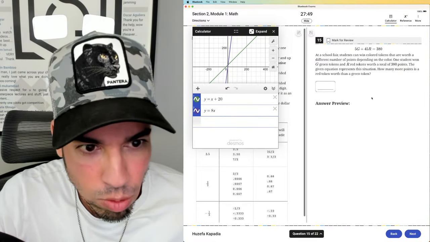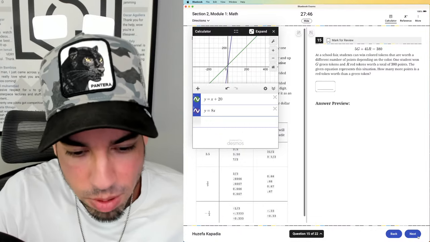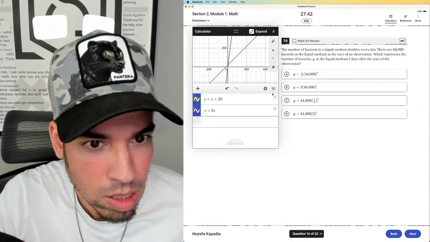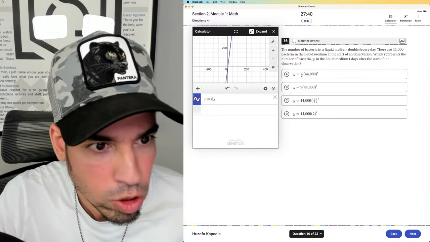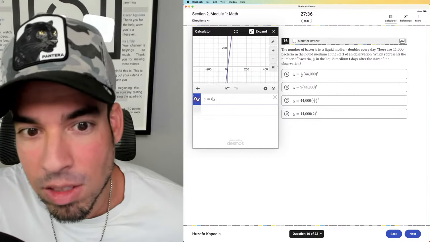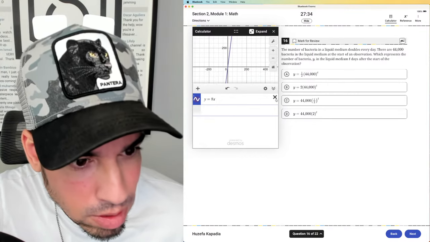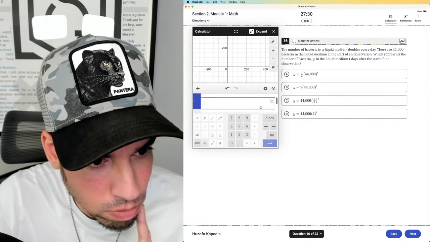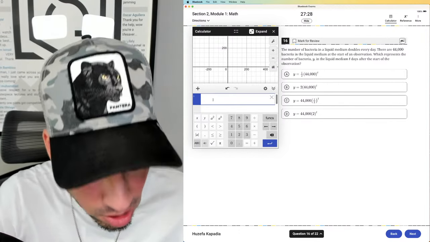This one, how many more points is the red token worth? This is interpreting, not really a Desmos hack. This next one you can use as a Desmos hack. Which represents the number of bacteria t days after the start? It's saying it doubles every day. Why is this a great Desmos hack? I'm going to go to the equation that I know is right. I'm not going to check all of them, but you can. It just takes a little longer.